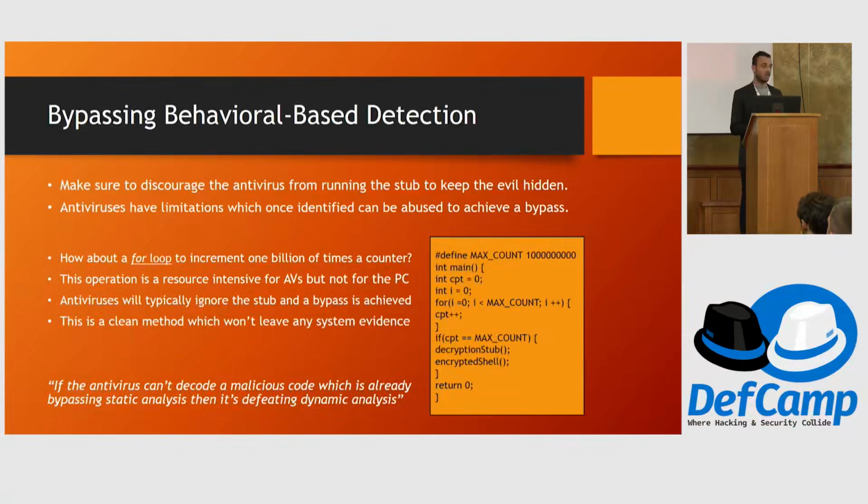And if this happens, a bypass has been achieved. So this method is really nice and simple. It's clean, and it won't leave any system evidence for someone to investigate later. So a rule of thumb: if the antivirus cannot decode your malicious stub, which is already bypassing the static analysis, it is defeating dynamic analysis. So if you have encrypted stuff which cannot be decrypted, you are bypassing both dynamic and static analysis.